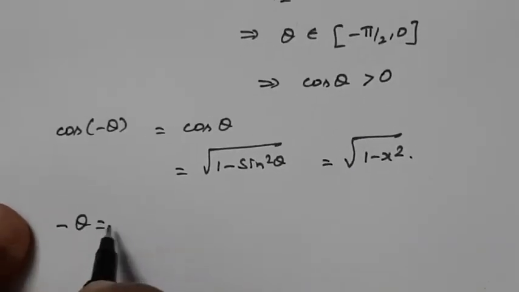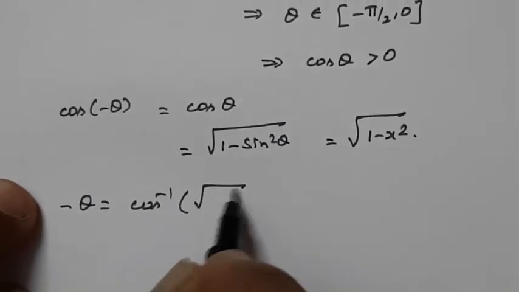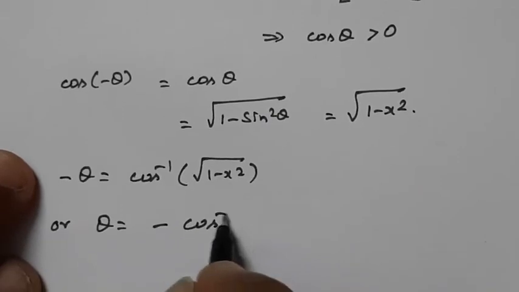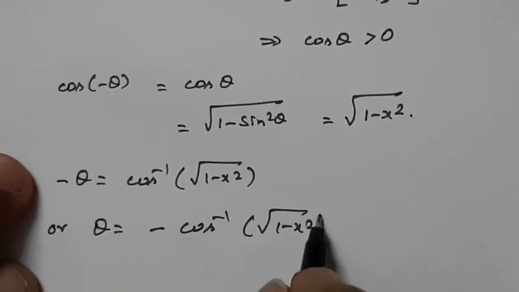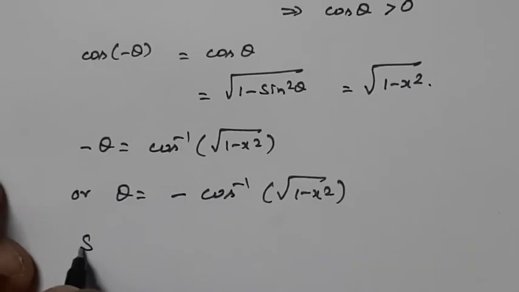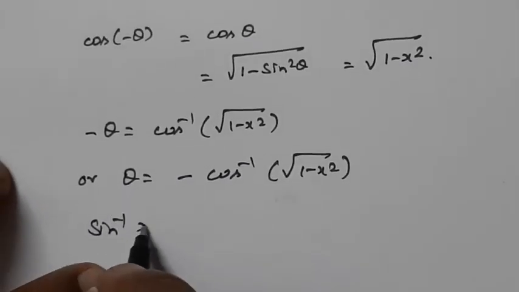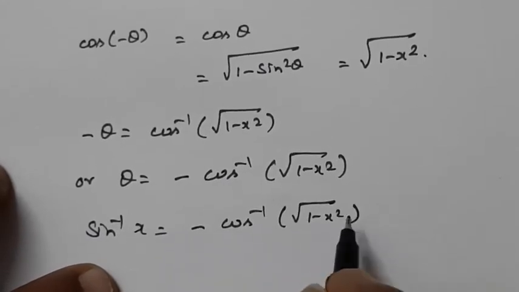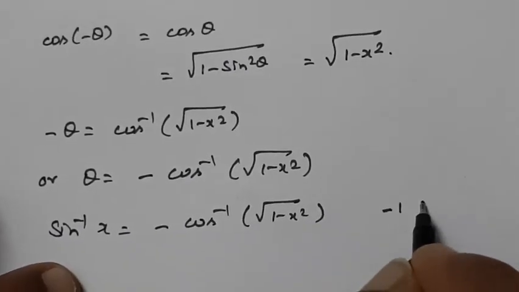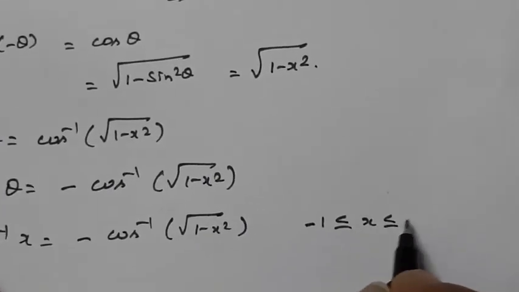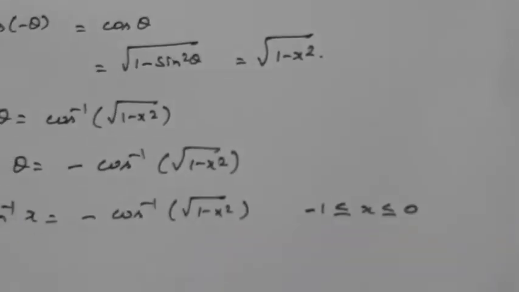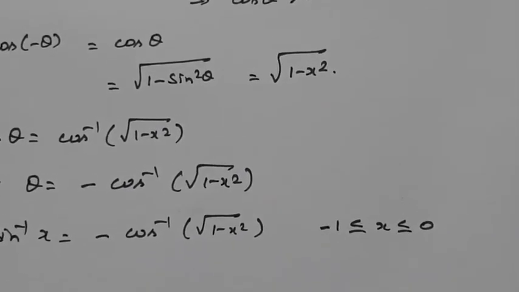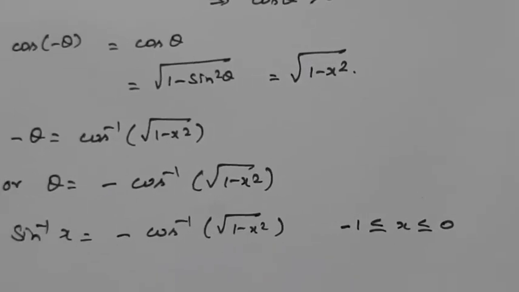Therefore, minus theta is equal to cos inverse of root of 1 minus x squared, or theta is equal to minus cos inverse of root of 1 minus x squared. Now, replacing theta by sin inverse of x, we have sin inverse of x is equal to minus cos inverse of root of 1 minus x squared, where x belongs to the closed interval minus 1 comma 0. So, this is the proof for the second identity in this ninth set of property. Similarly, we can prove the other results.